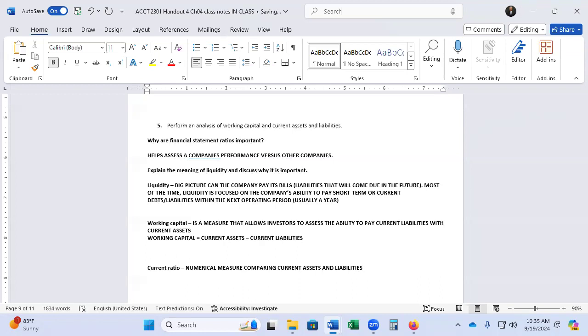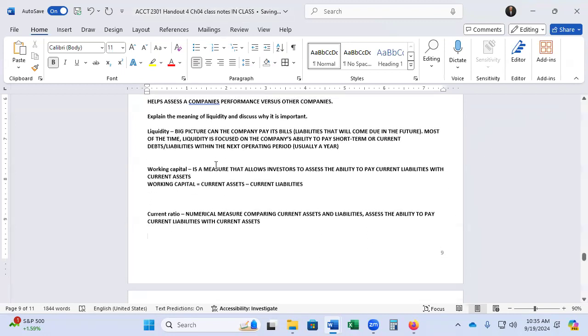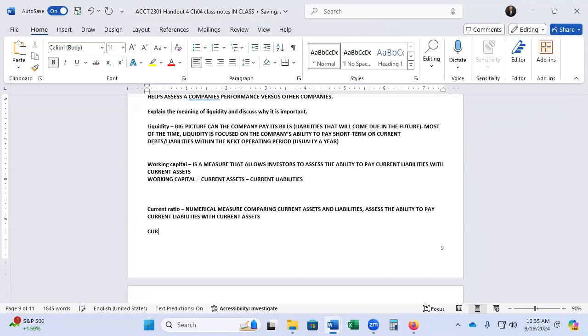The current ratio is a numerical measure comparing the current assets and liabilities. And again, it assesses the ability to pay current liabilities with current assets. And so the current ratio would be your current assets divided by your current liabilities.